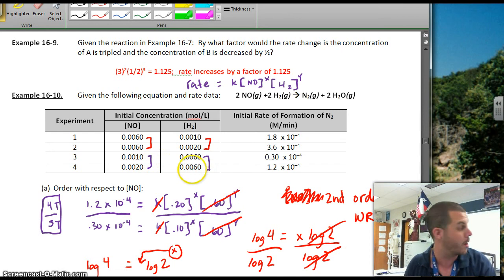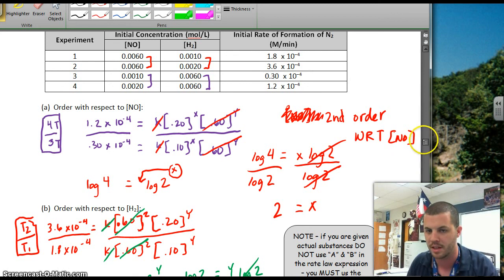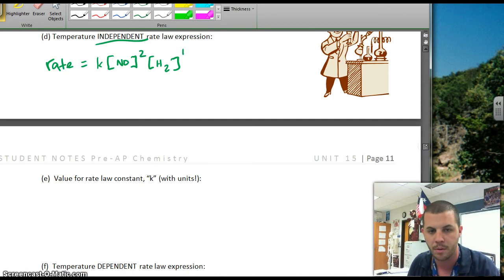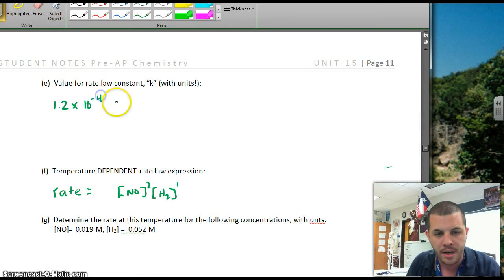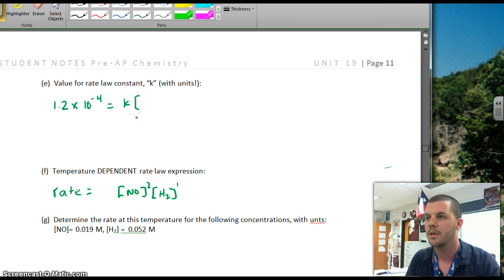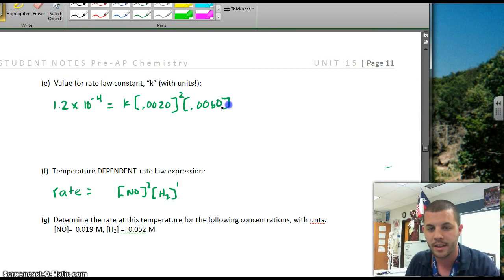0.20, 0.60, and 1.2 times 10 to the negative 4 is my rate. I hope I can remember all that. You know what? Well, luckily, we got the same answers, but I'm so sorry. It's actually 0.0020 and 0.0060. Whatevs. Y'all know what's up. All right, so the rate is 1.2 times 10 to the negative 4 equals K times 0.0020 to the second power times 0.0060 to the first power.